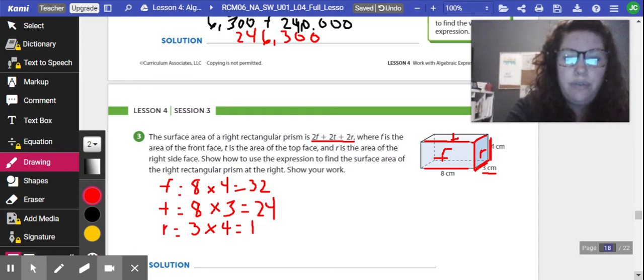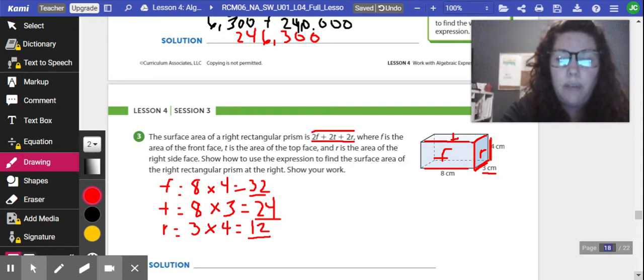Which is 12. Okay, so now that we have our F, our T, and our R, we can plug it into our expression right here. So I'm going to write our expression, but instead of the F, I'm going to put the value. So 2 parentheses, and our value for F is 32, plus 2, and then for our value of T, it's 24.